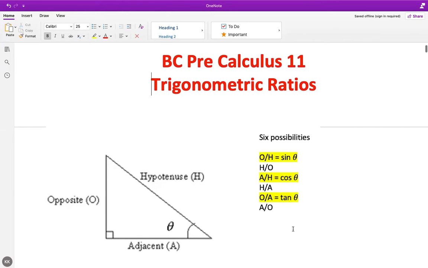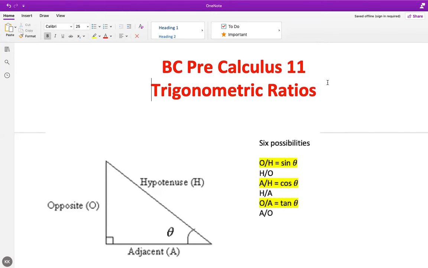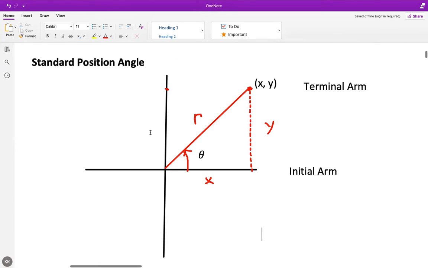What you are going to learn in Pre-Calculus 11 is to calculate the trig ratios when theta is greater than 90 degrees. In previous math classes, you only focused on angles between 0 and 90 degrees, but in Pre-Calculus 11, we're going to focus on angles greater than 90 degrees.